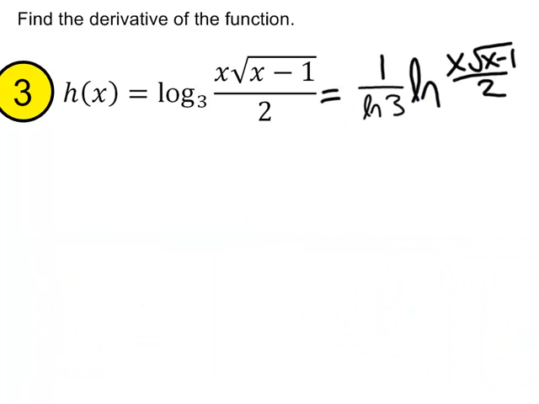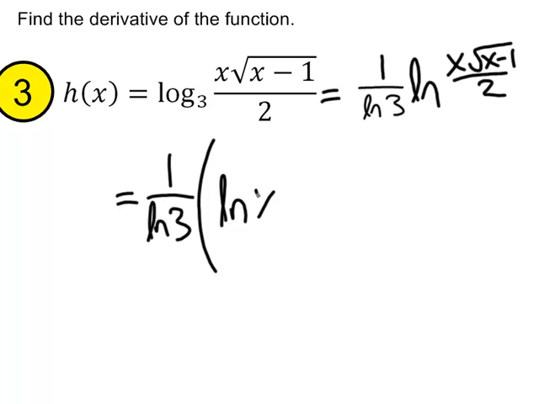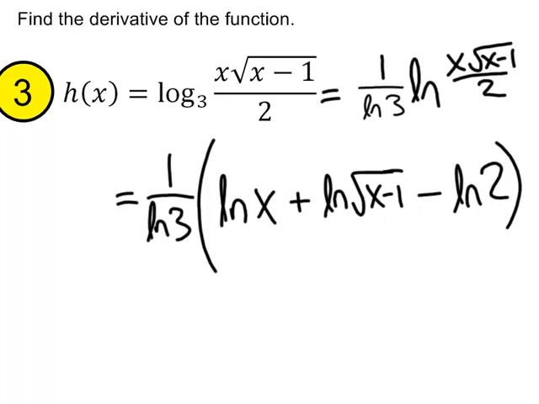And this is also definitely a case where we'll want to take advantage of our log properties. So keep in mind, we're still dealing with the original h of x function. We haven't done any calculus yet. We'll make sure we keep that 1 over ln 3 intact outside of some parentheses. And then for the top, we'll say ln x plus ln square root of x minus 1 minus ln 2. That is simply our logarithmic product and quotient properties at work.